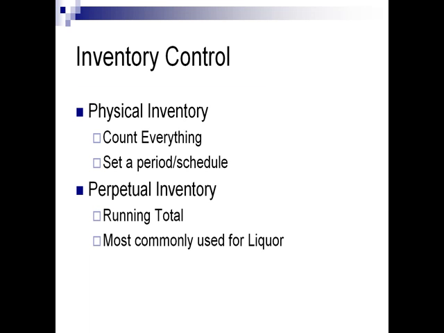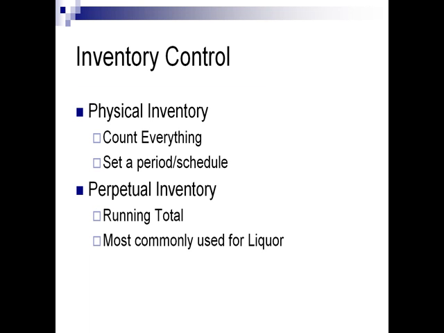So we have two different inventory systems. We have a physical inventory and we have a perpetual inventory. The physical inventory is the one that we're really concerned with to help us figure out what products we need to order, and also to determine what our value of inventory is, and determine what our food costs are for a certain period. So with the physical inventory, we count everything.